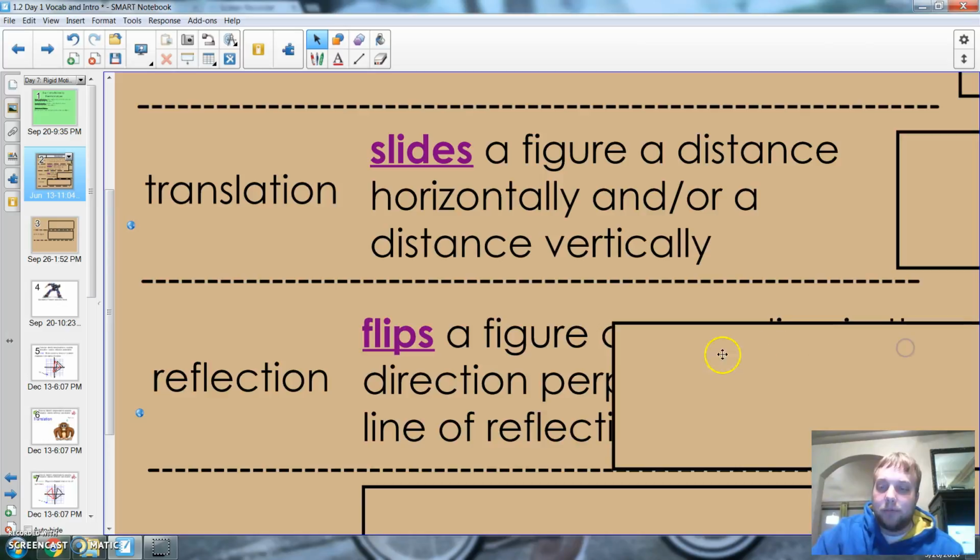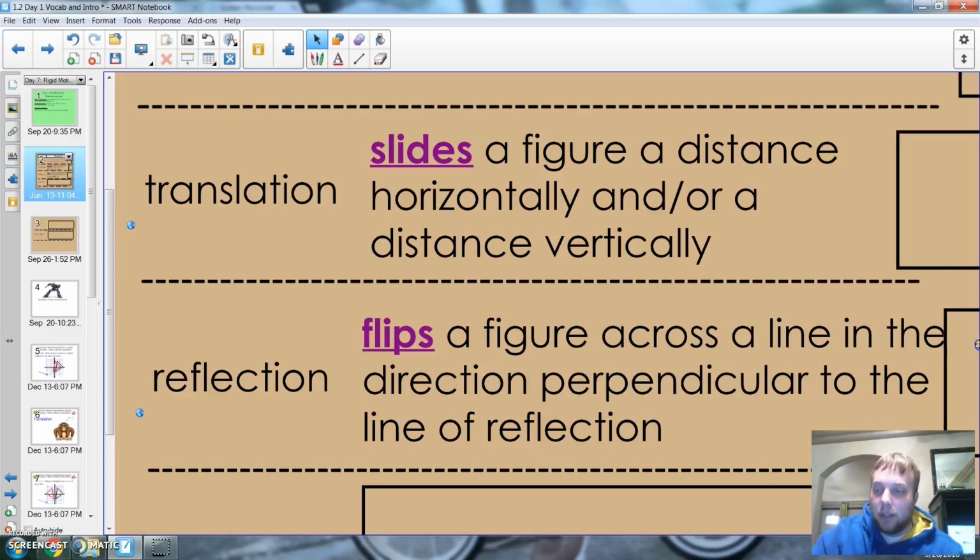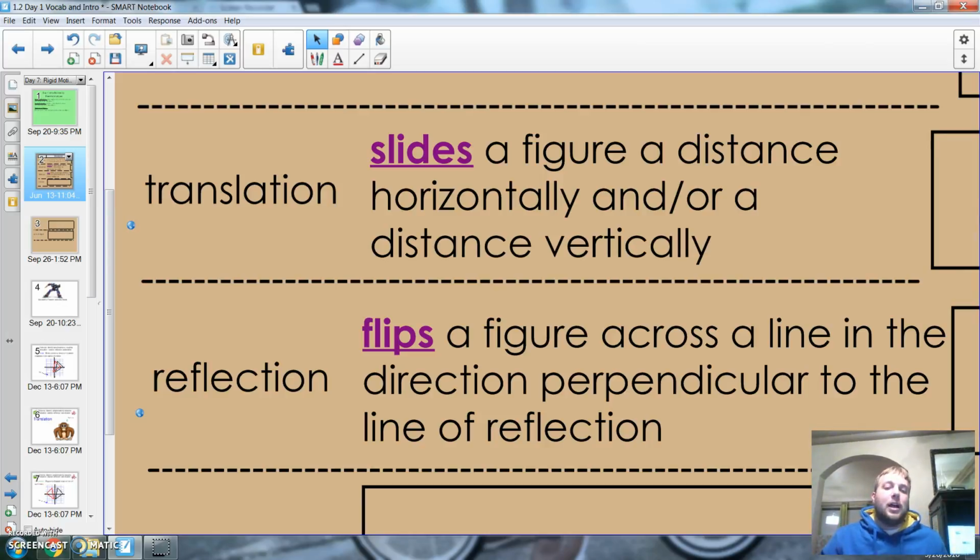Next, I got a reflection. And hopefully you guys know what reflection is. I think most people are familiar with these terms. It flips a figure across a line in the direction perpendicular to the line of reflection.